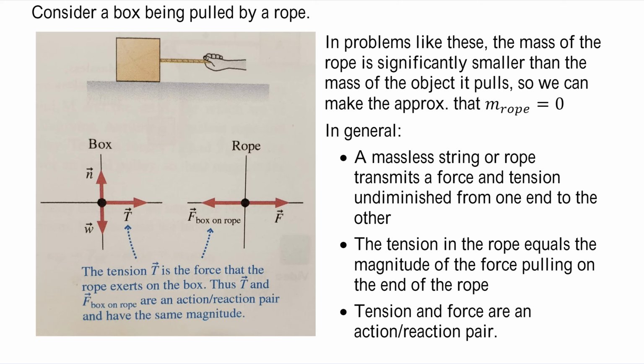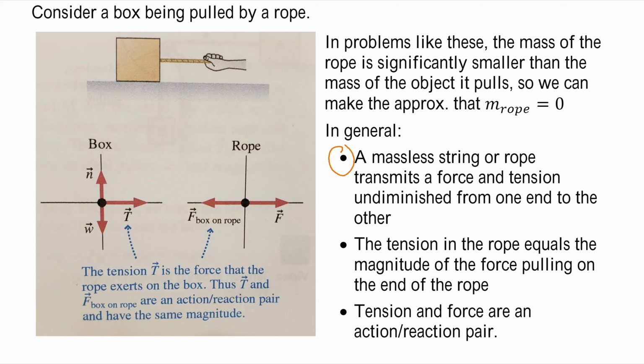With problems like these, where we're pulling with a rope, or if we have a pulley in a little bit, the mass of the rope is significantly smaller than the mass of the object that we're pulling on. So we make an approximation that the mass of the rope is actually equal to 0, because relative to the mass of the thing that we're pulling, it contributes almost nothing. So in general, we're going to have a massless string or rope transmitting a force and tension undiminished from one end to the other. We will lose nothing in the process.